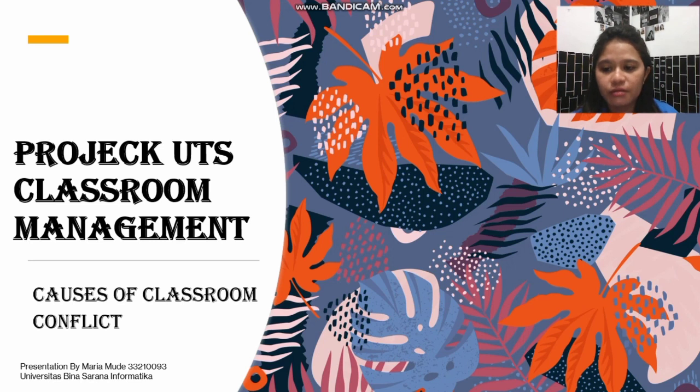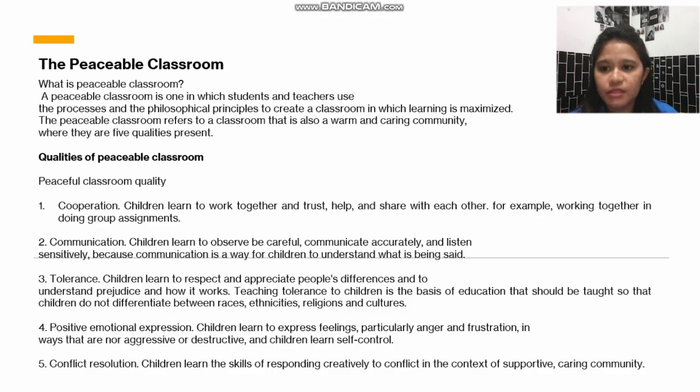So let's start. The visible classroom. What is a visible classroom? A visible classroom is one in which students and teacher use the process and the physical principle to create a classroom in which learning is maximized. The visible classroom refers to a classroom that is also a warm and caring community, where there are five qualities present. Visible classroom quality one, cooperation.